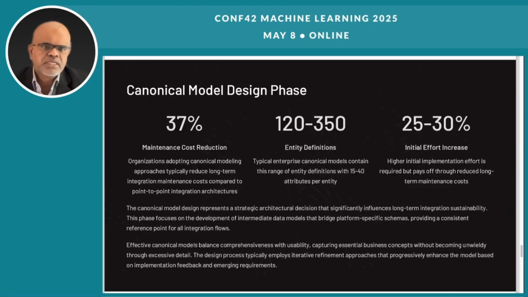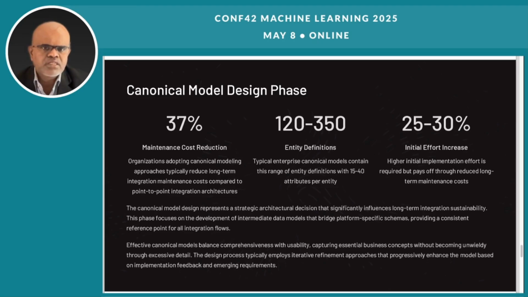The next implementation phase is the canonical model design phase. The canonical model design represents a strategic architectural decision that significantly influences long-term integration sustainability. This phase focuses on the development of intermediate data models that bridge the platform-specific schemas, providing a consistent reference point for all integration flows. If you look at it, the canonical model design phase reduces almost 37% of the maintenance cost for the integrations across the multiple cloud ERP systems.